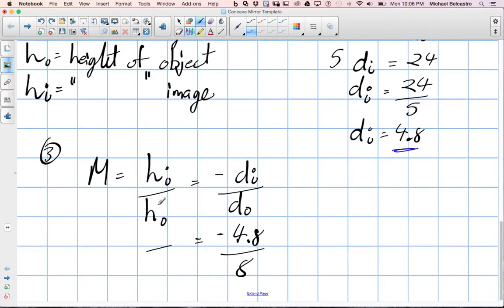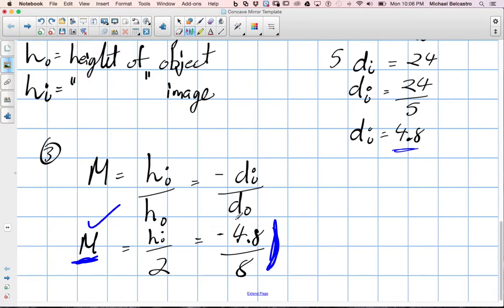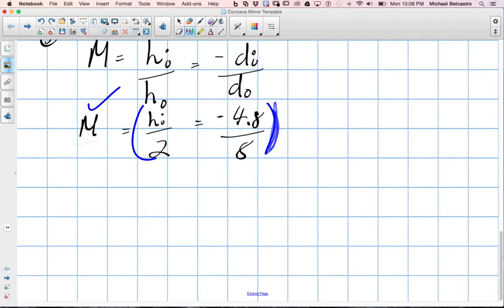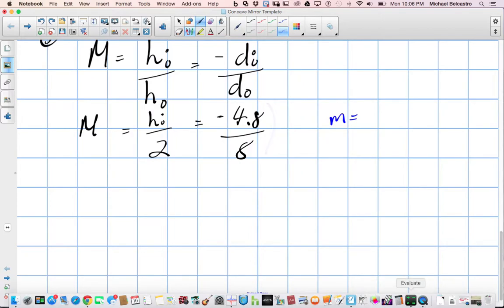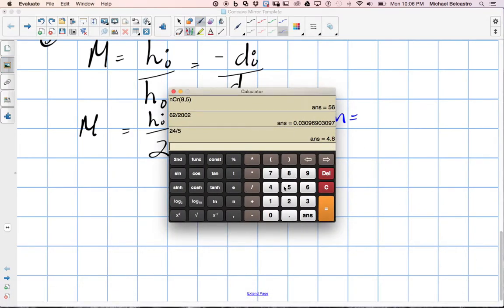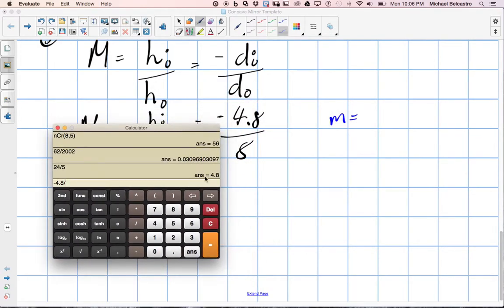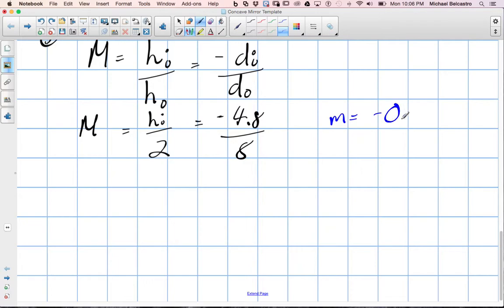Okay. The height of the image is unknown, and the height of the object, we said, was a value of 2. This is, again, equal to the magnification. So we have 3 ratios equal to each other. We could find the magnification by literally just dividing these two, and we'll have the magnification. We could also just focus on these 2 equivalent ratios to find the height of the image. So let's set the magnification to start. The magnification is equal to negative 4.8 divided by value of 8. Okay, and negative 0.6. So our magnification is negative 0.6.